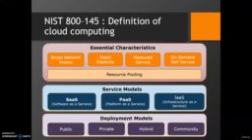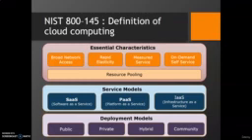Now let's go forward and discuss the service models. We have three service models: SaaS, that is software as a service, PaaS, platform as a service, and IaaS, that is infrastructure as a service. Let's discuss first software as a service.